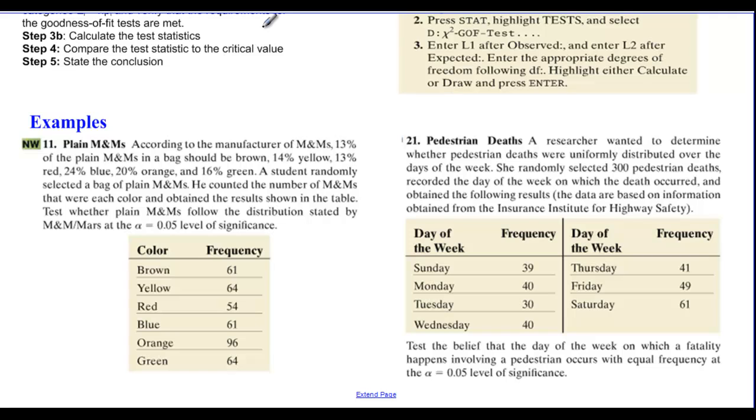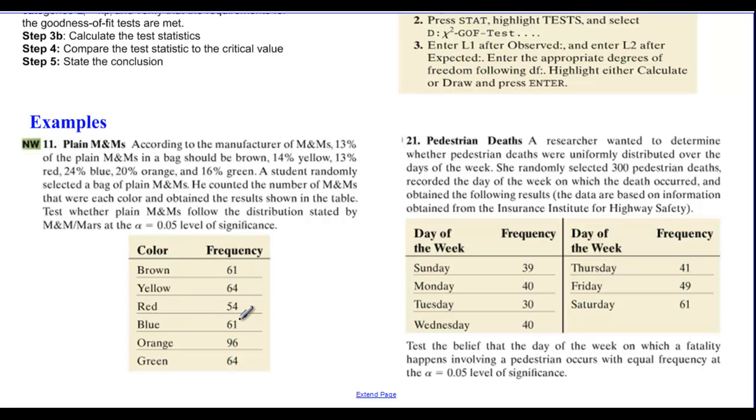So for number 11, plain M&Ms. According to the manufacturer of M&Ms, 13% of the plain M&Ms in a bag should be brown, 14% yellow, 13% red, 24% blue, 20% orange, and 16% green. A student randomly selects a bag of plain M&Ms. He counts the number of M&Ms that were each color and obtained the results shown in the table. Test whether plain M&Ms follow the distribution stated by the M&M Mars Company at the alpha equals 0.05 level of significance.